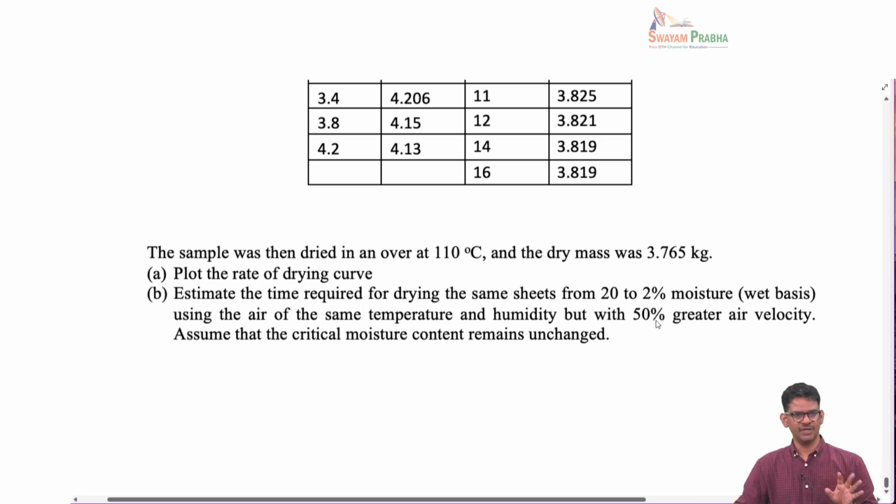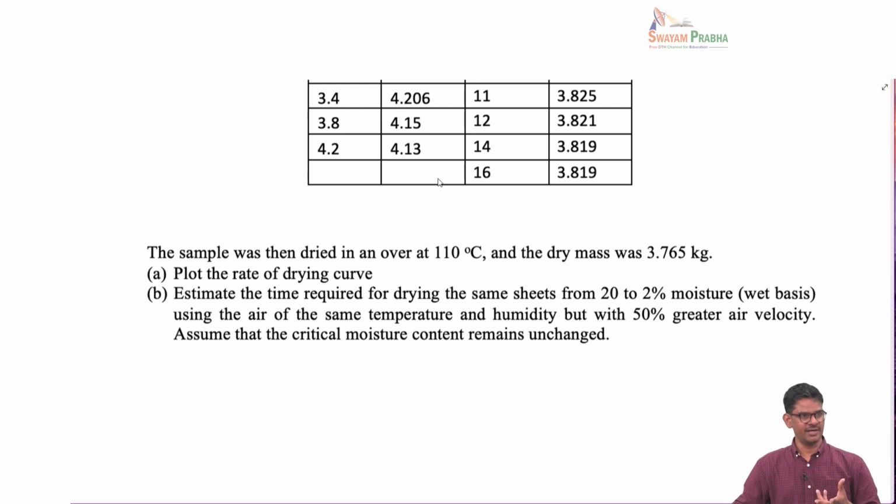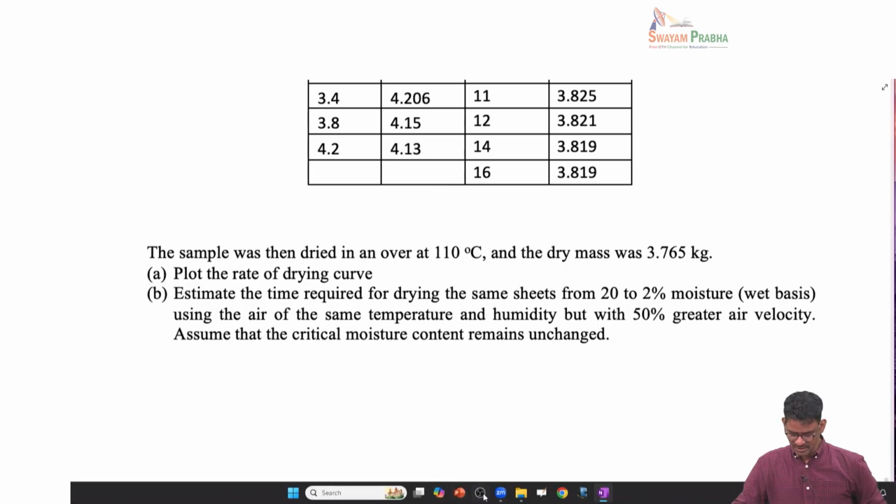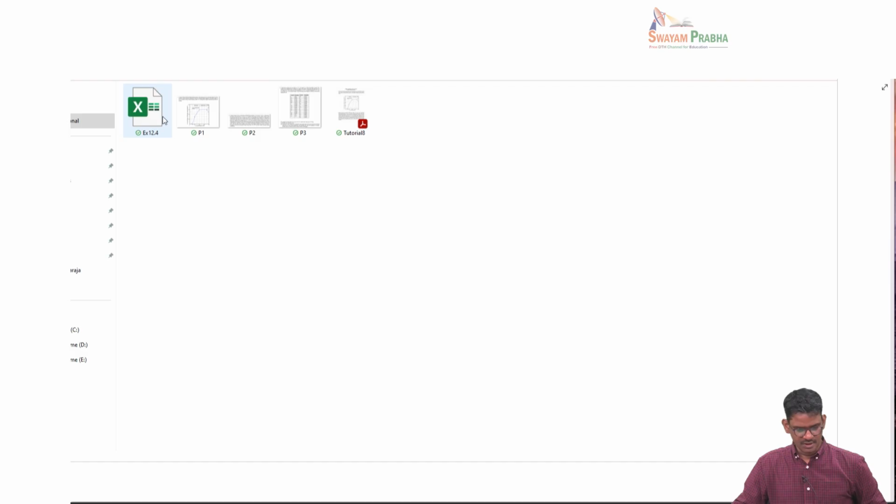Okay, so what we need to do here is find the constant drying rate from the test sample, and then we get a correlation between how the flux will change with respect to air velocity, and then we scale it accordingly and use a scaled drying rate for this problem. Okay, so let me quickly open an Excel sheet.